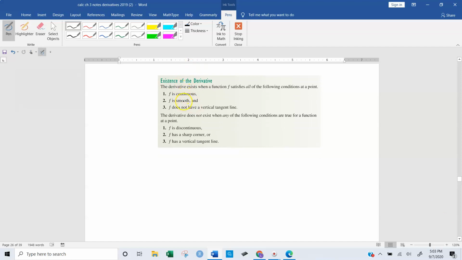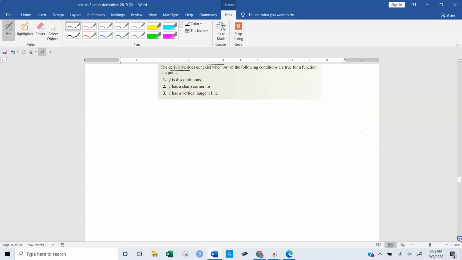Continuous. It's a smooth curve, so it doesn't have sharp edges and does not have a vertical tangent line. All right, so it does have a derivative. It does not have a derivative if it's discontinuous, has sharp corners, or has a vertical tangent line. All right, that's all for your notes.